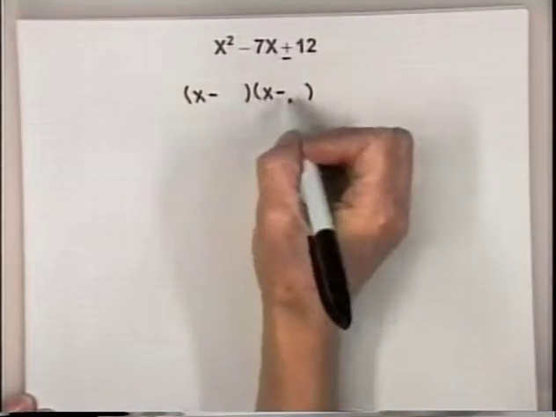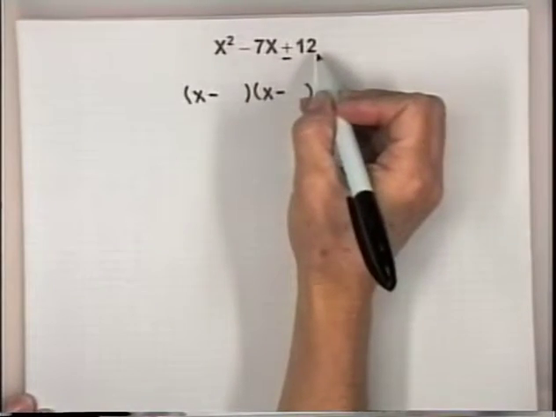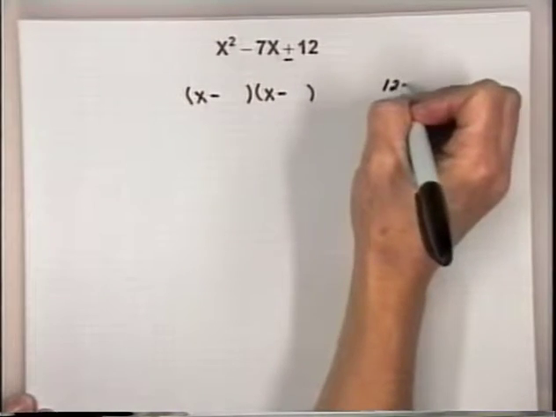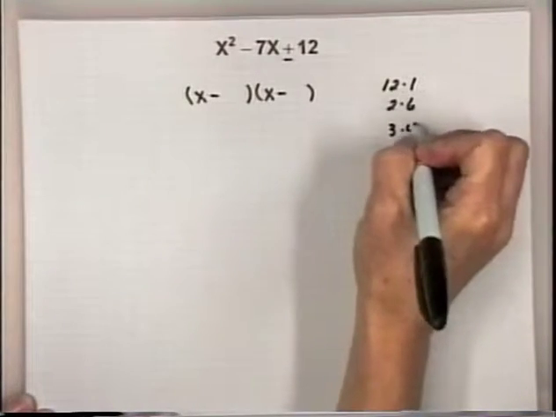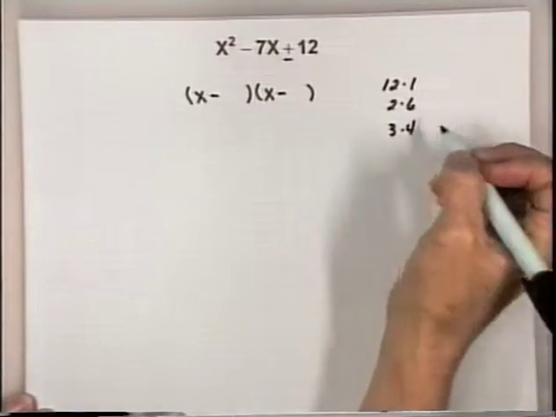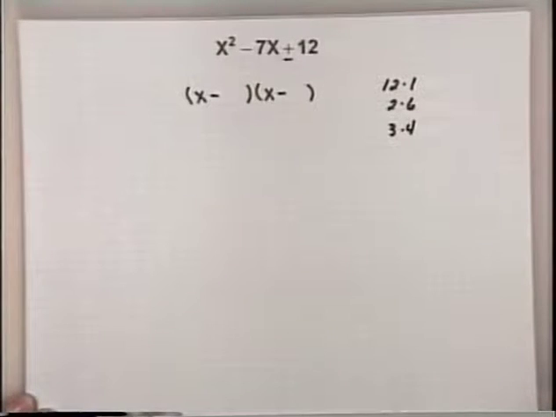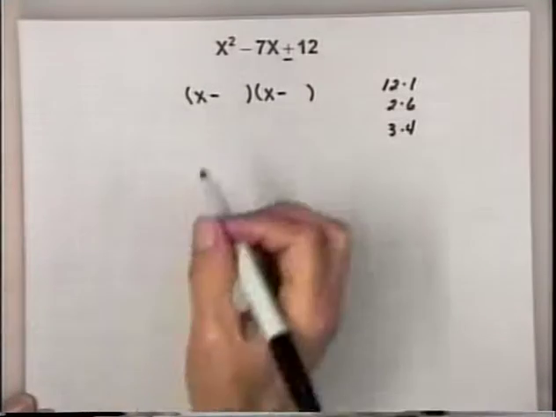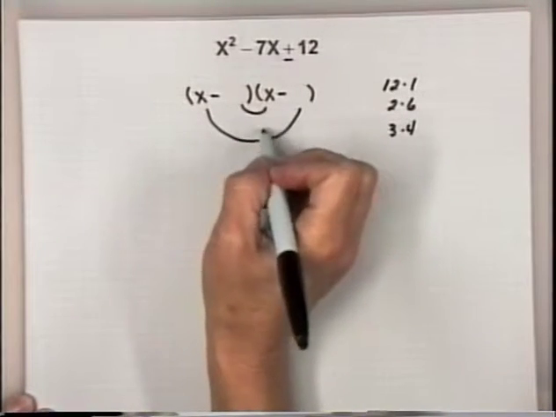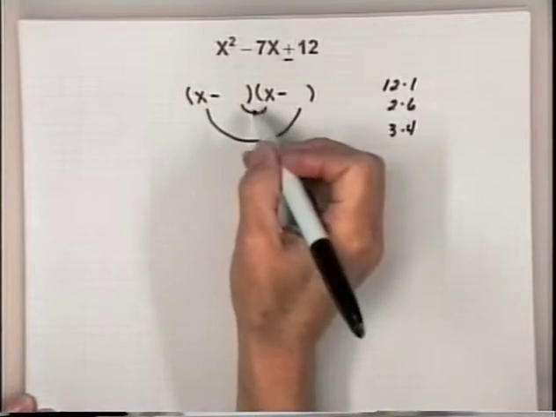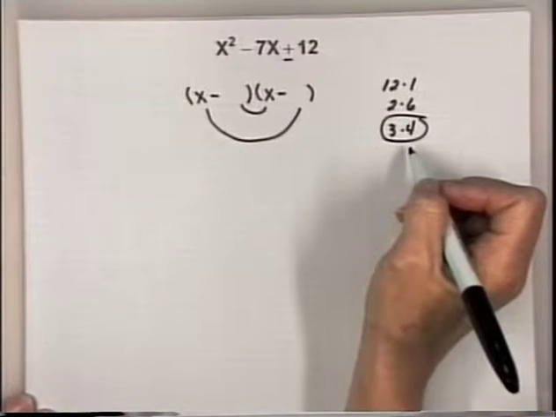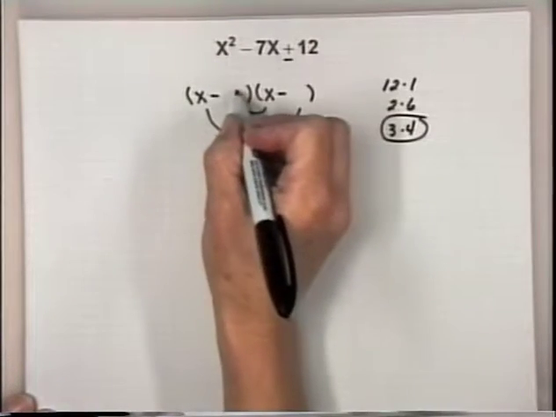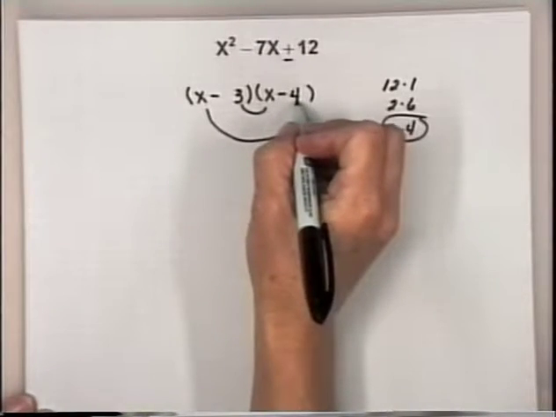Now, for these last two numbers, we must use factors of 12. Possible choices would be 12 times 1, 2 times 6, or 3 times 4. So we must use one of these pairs of numbers in our last positions. Since our middle term is a negative 7x, and we have like signs here, our inside and outside product will be added together for negative 7x. Since 3 and 4 add up to 7, we will try those numbers. Let me put those in and let's check our product.